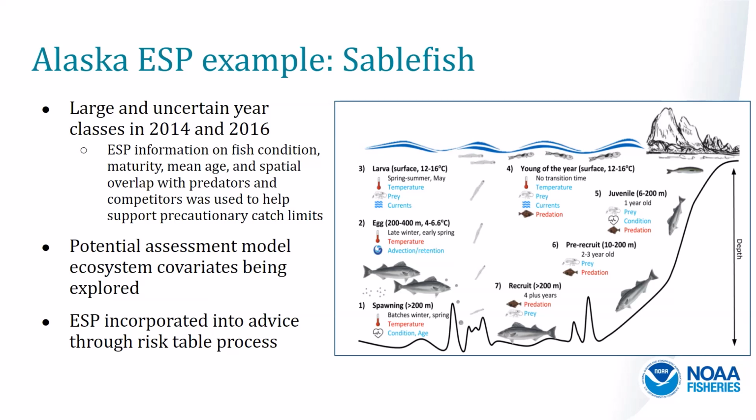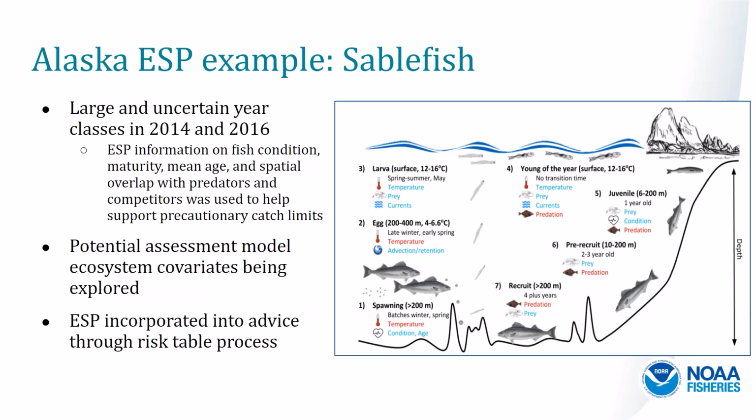So like I mentioned, the first sablefish ESP was developed in 2017. Sablefish had recent but very uncertain large year classes. So the environmental conditions were generally favorable for about the first year of life, but then there were some other indicators that suggested that maybe the older juveniles were experiencing unfavorable conditions. And so that was characterized with several ESP indicators of condition of various age fish, some metrics of competition and predation.